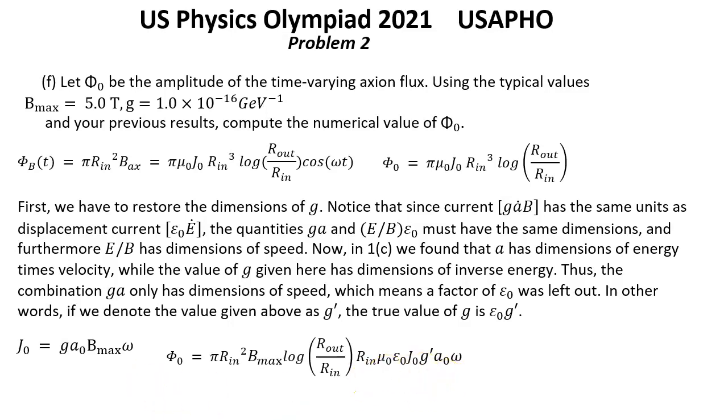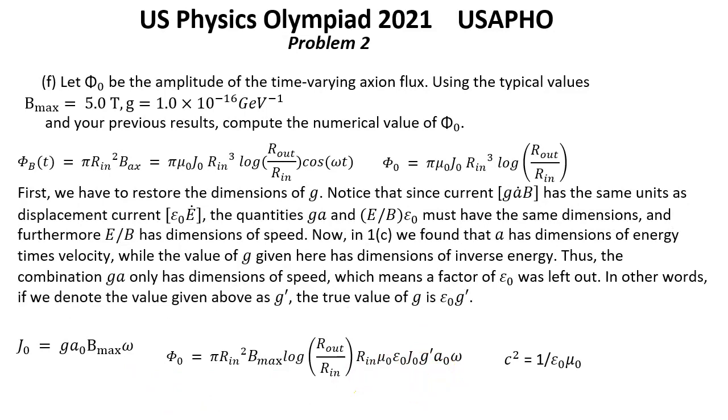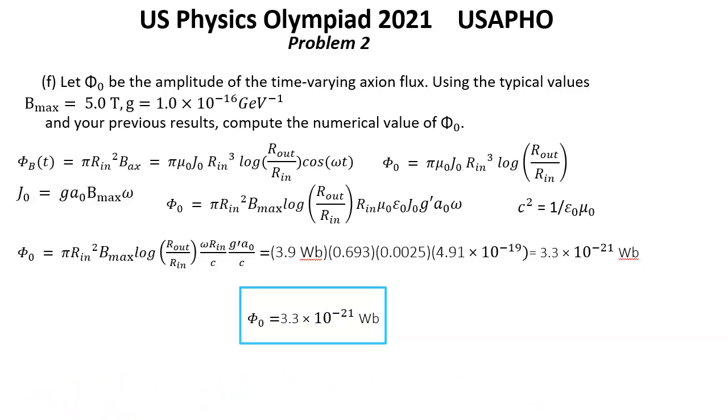Now, using the expression for J0, we can regroup the expression for Φ0 in this form, and using that c squared equals 1 over epsilon 0 mu 0, we can rewrite Φ0 in grouping form. And now, after regrouping and putting numbers, we have the answer for Φ0 equal 3.3 by 10 to the power negative 21 Weber. That was a solution for question F.